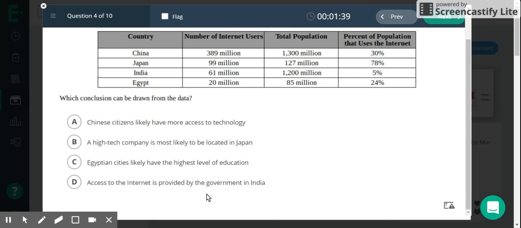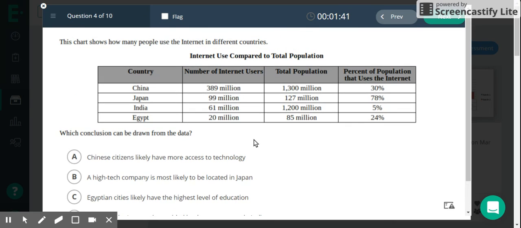Letter D, access to the internet is provided by the government in India. This chart does not say anything about government providing internet. And if they did, it probably would be a lot higher than 5% anyway. So that one you wouldn't be able to tell either.